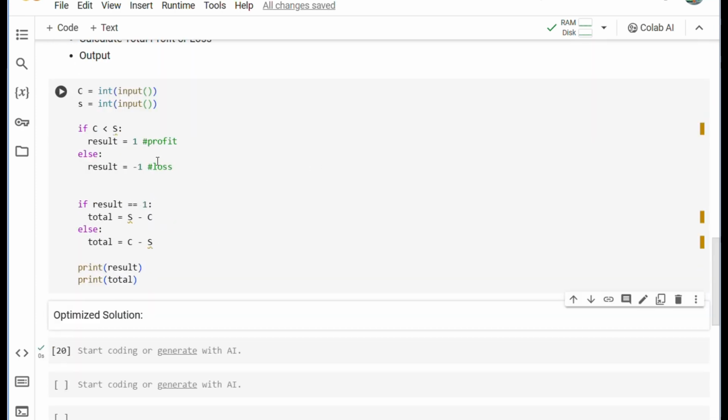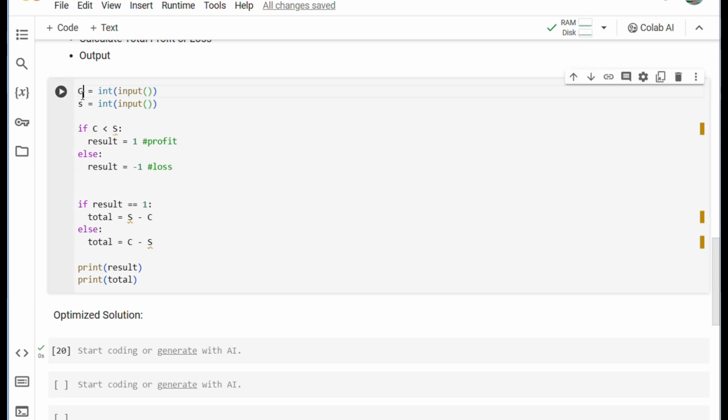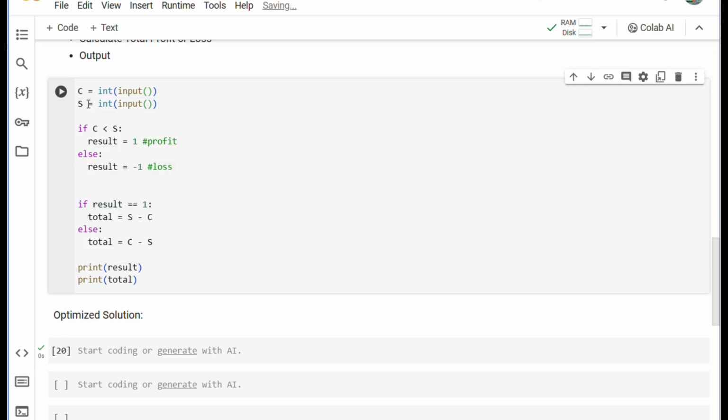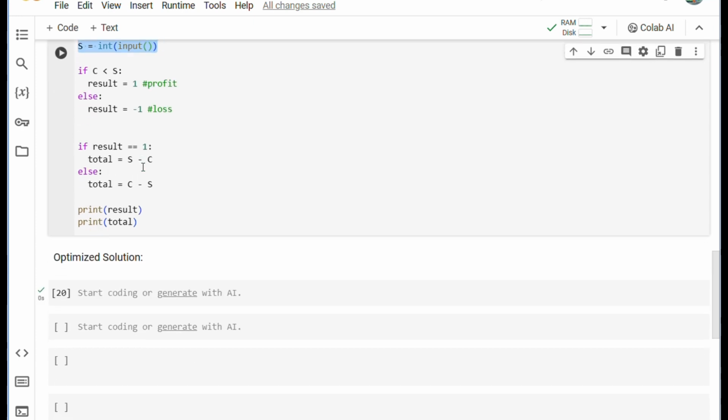Okay, so we have written our code. Let's change it to capital S. Okay, so basically what we are doing is we are taking C for cost price and S for selling price. These two variables from the user, and then we will check if our cost price is less than the selling price. If it is true, we will print 1. This means that it's a profit. If not, then it's a loss, so we will print -1.